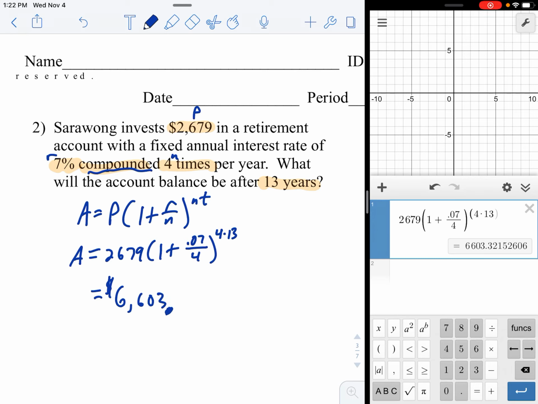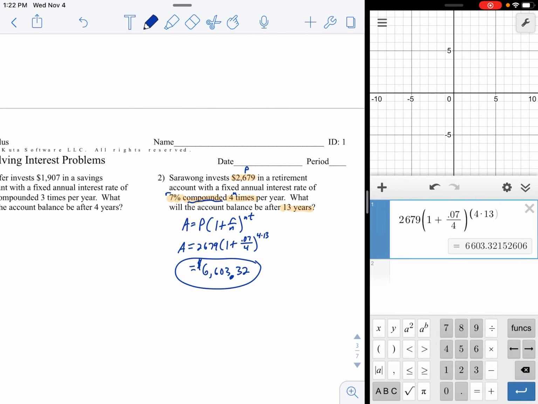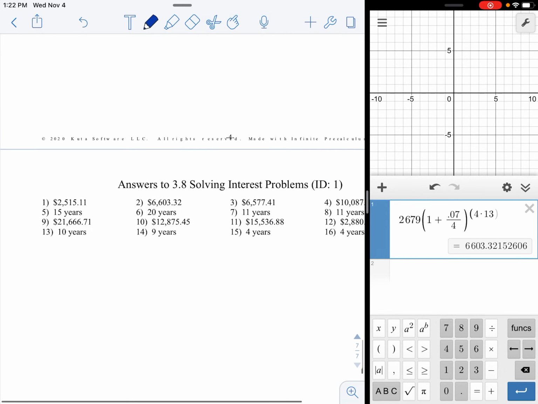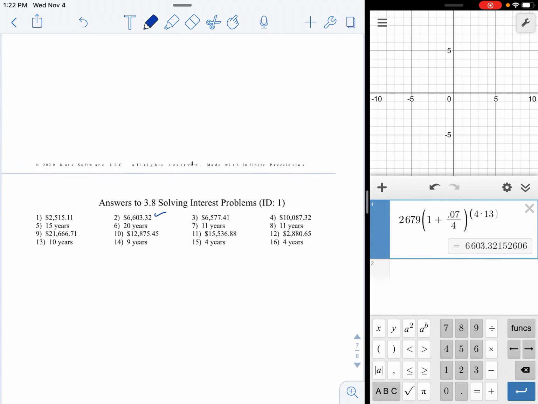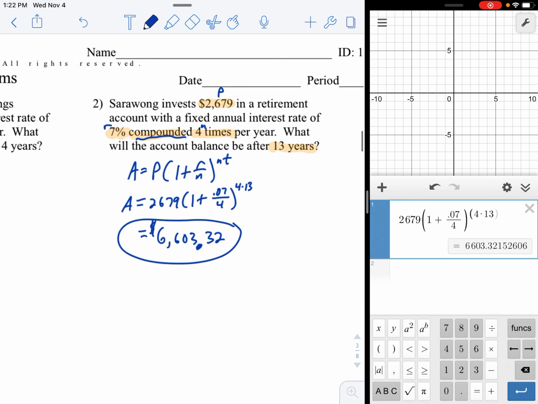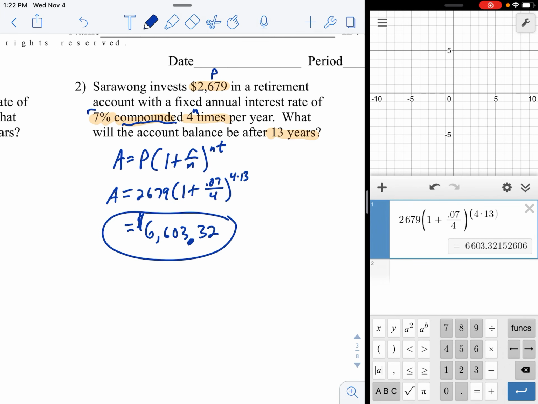So $6,603.32. That should be the answer to number 2. If I can ever scroll down enough, there it is. So there you see it. In 4 years, $2,600 went up to $6,600.